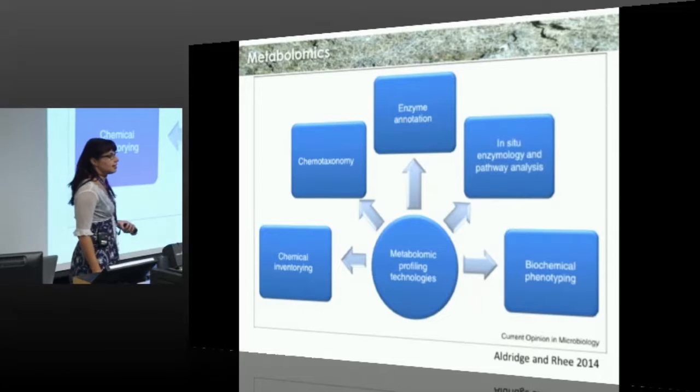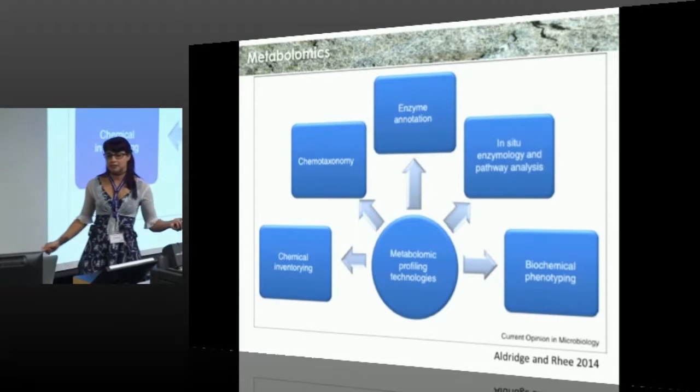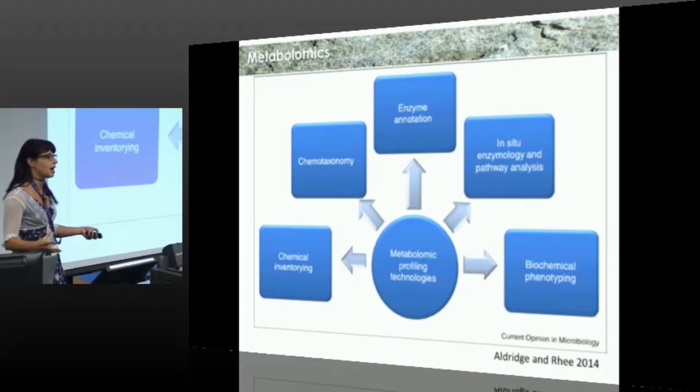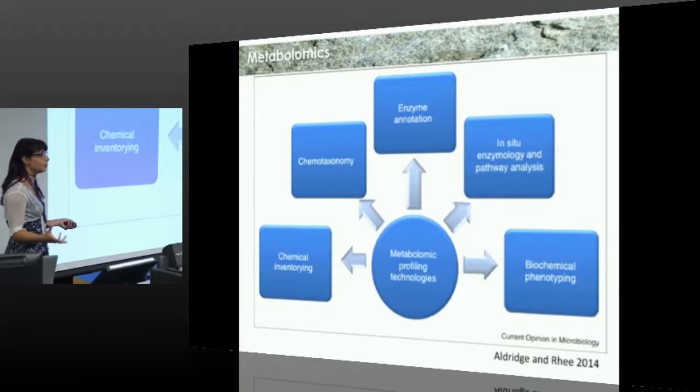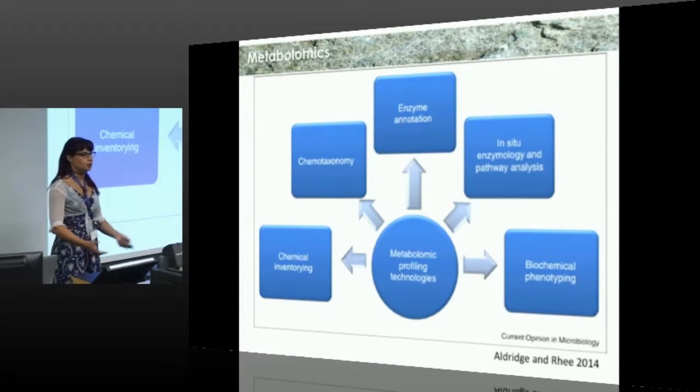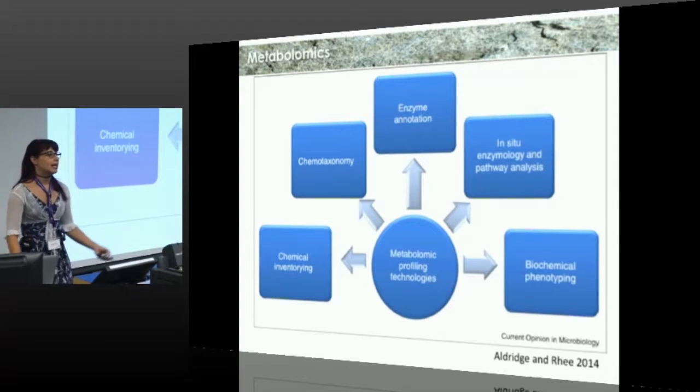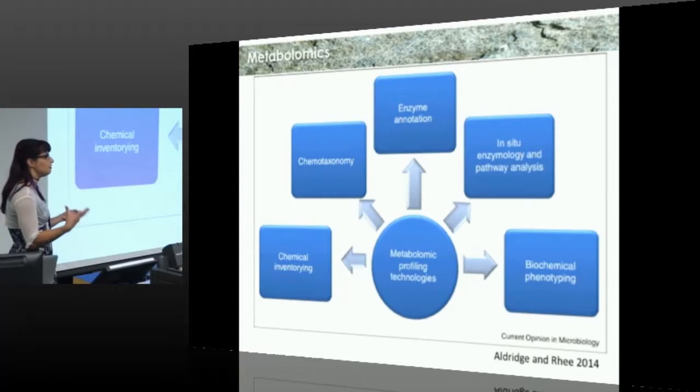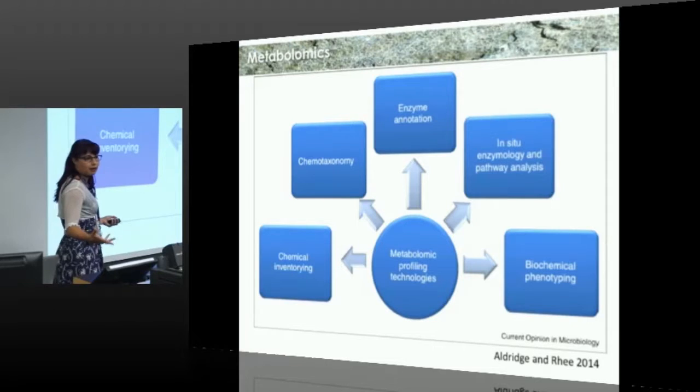So that's where a technique like metabolomics comes into play. Metabolomics basically is a snapshot of the metabolic activity of a microbe. It takes all of the small organics that microbes are producing and looks at them at the chemical level to try to figure out what metabolic processes are occurring in the cell.